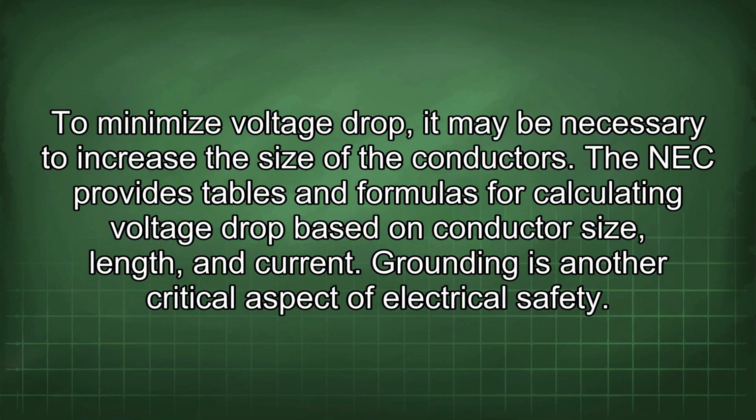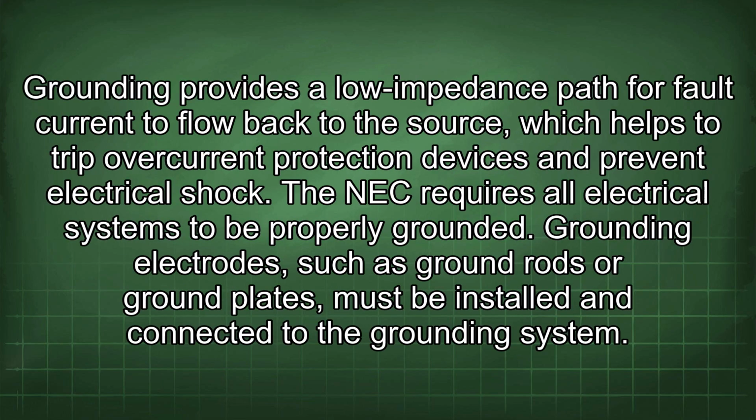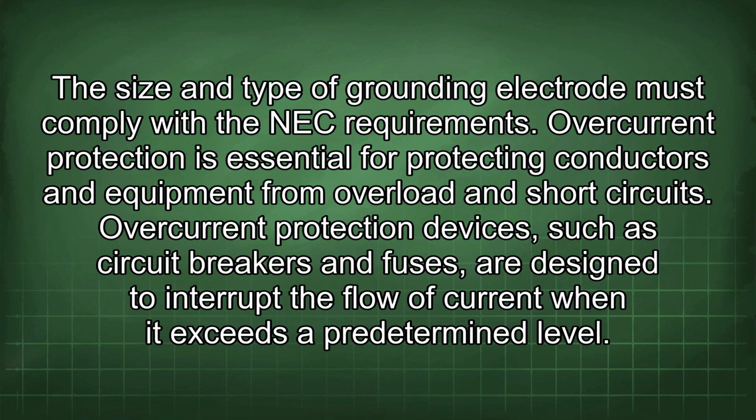Grounding is another critical aspect of electrical safety. Grounding provides a low impedance path for fault current to flow back to the source, which helps to trip overcurrent protection devices and prevent electrical shock. The NEC requires all electrical systems to be properly grounded. Grounding electrodes, such as ground rods or ground plates, must be installed and connected to the grounding system. The size and type of grounding electrode must comply with the NEC requirements.